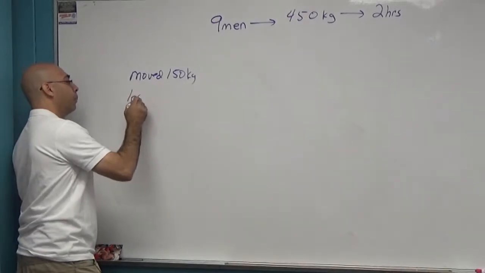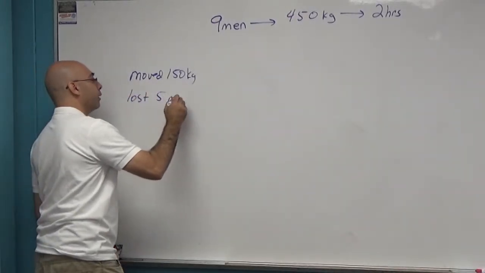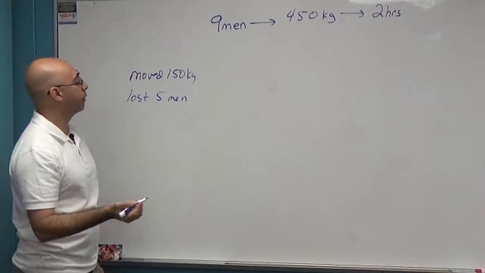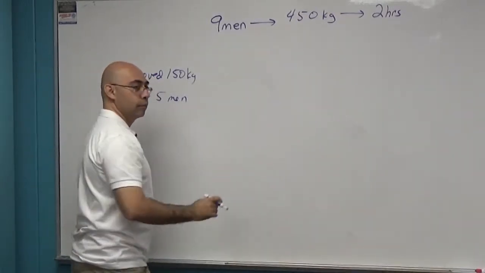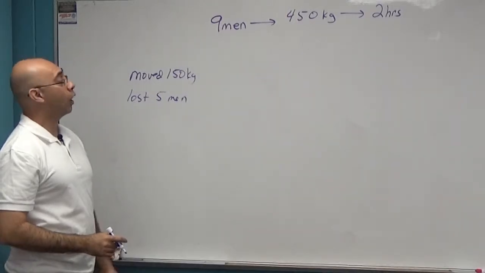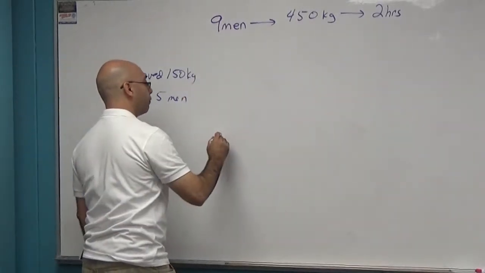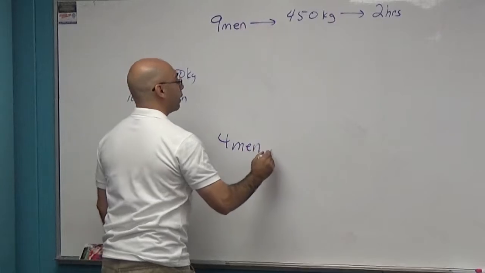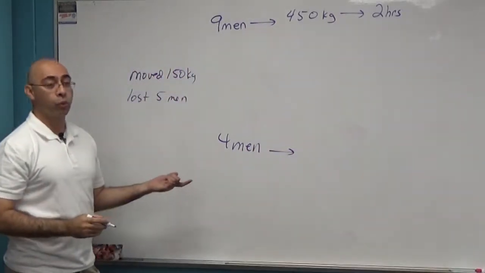And they lost how many people? 5. Lost 5 men. Now what is the question asking? How many more hours they need for the remaining 4 men to unload the rest? All right, so now instead of 9 men, we got 4 men. They say move the rest. What is the rest?